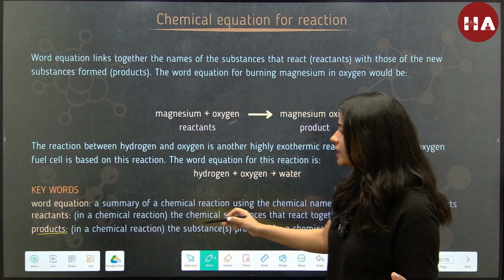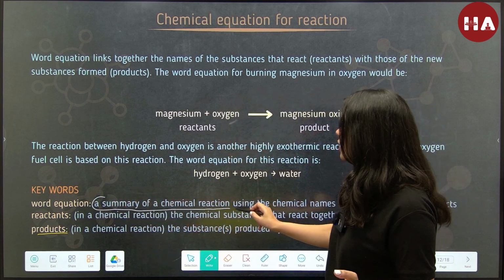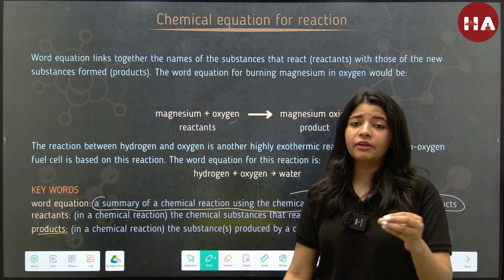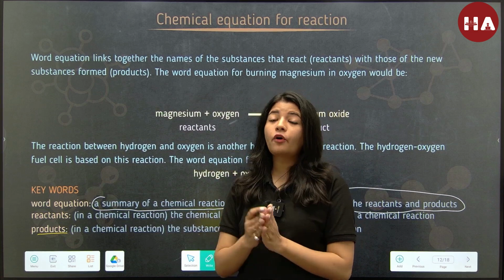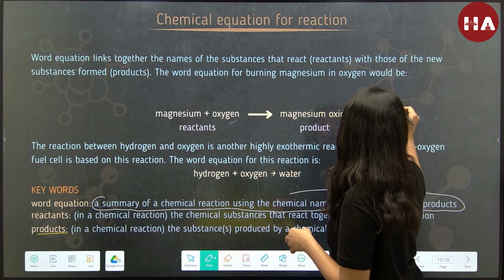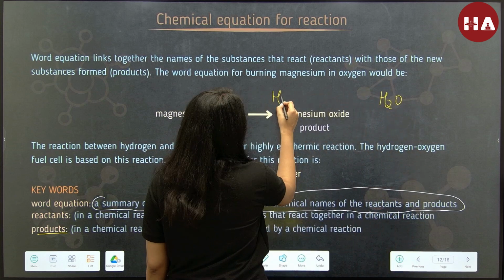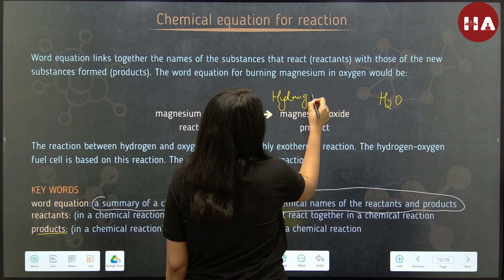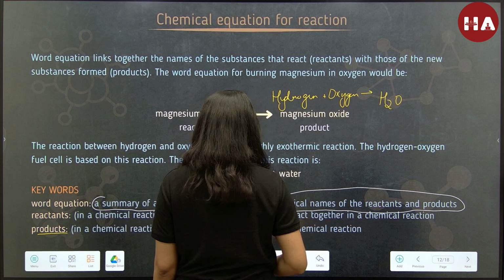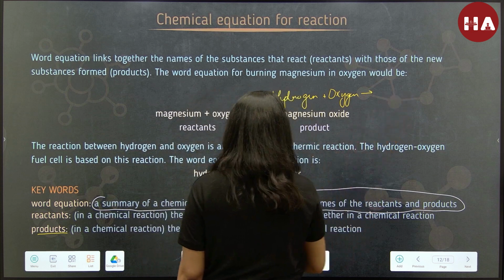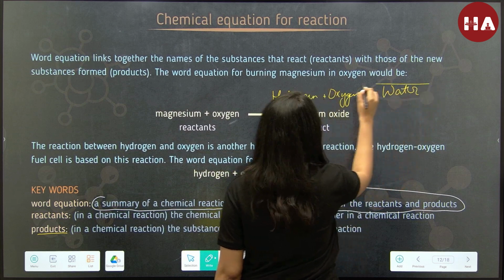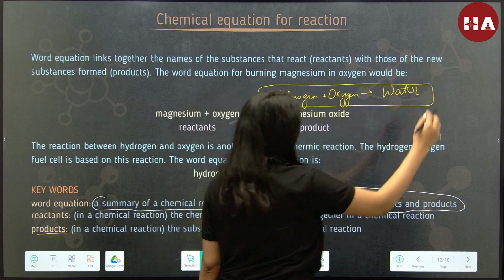Then what is a word equation? A word equation is a summary of a chemical reaction using the chemical names of the reactant and product. For example, if I have to write the word equation for the formation of water, then what do I write? Water is formed by hydrogen and oxygen. So I will simply write hydrogen plus oxygen forms water. Not H2O, but I will write it in word form. So this is how we will write a word equation.